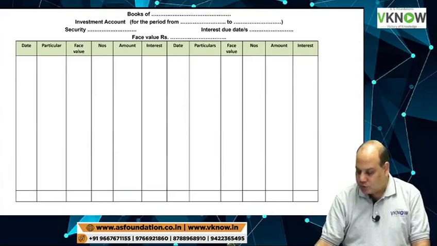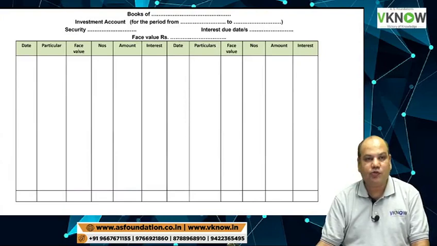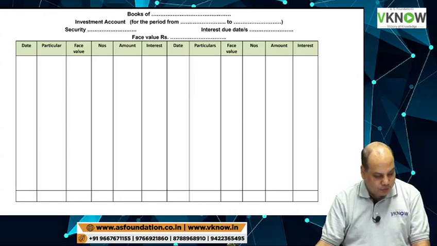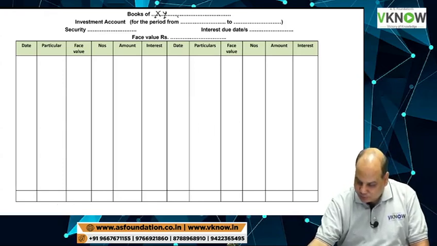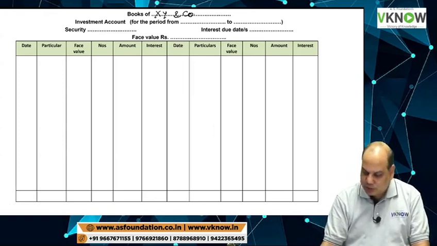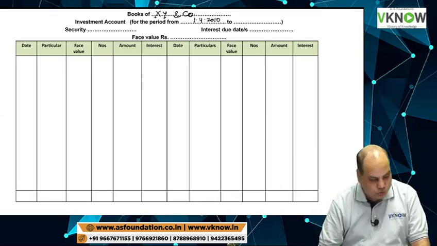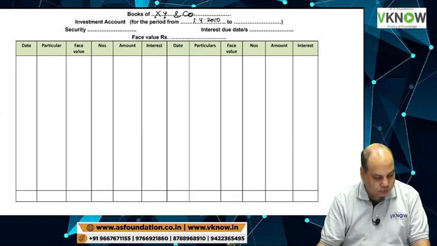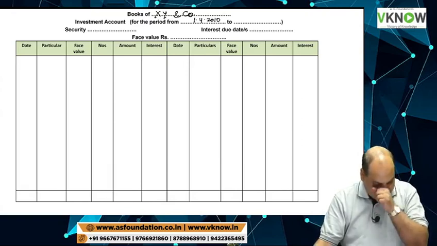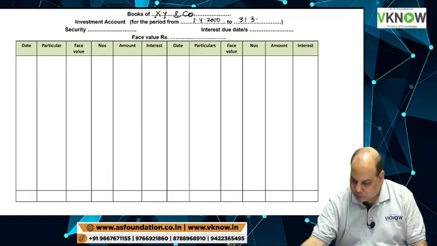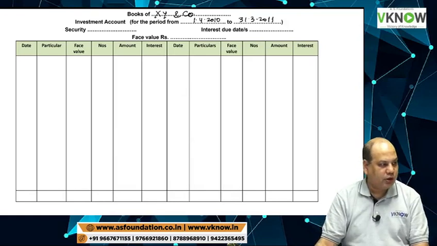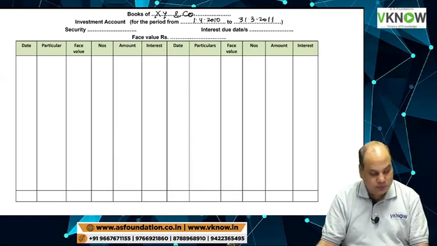So first, the student will draw this format. Write down books of XY and Company. Next line, investment account, then the next line for the period from 1st April 2010 to 31st March 2011. Format is ready.